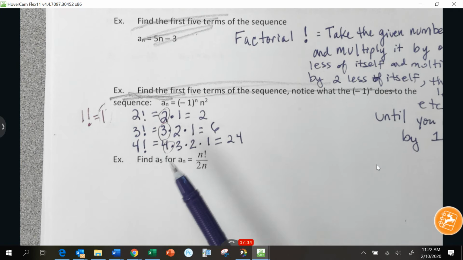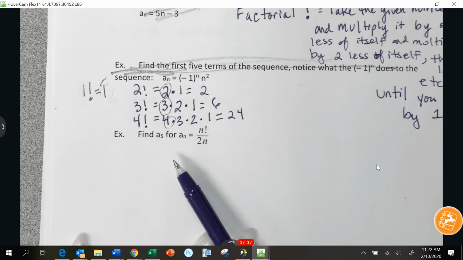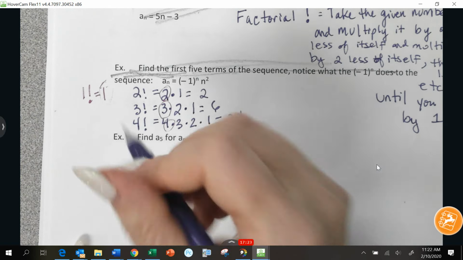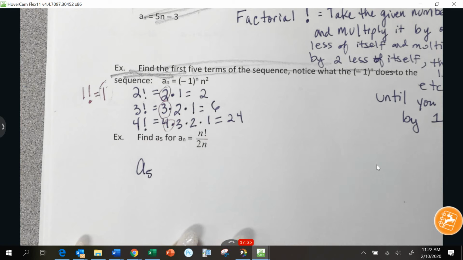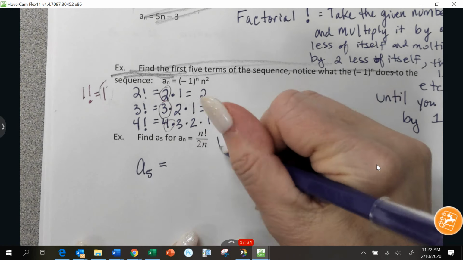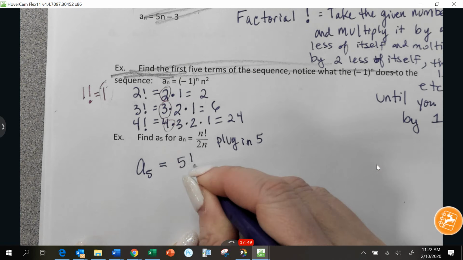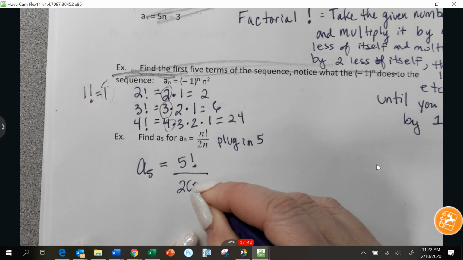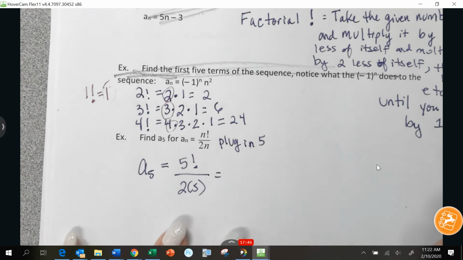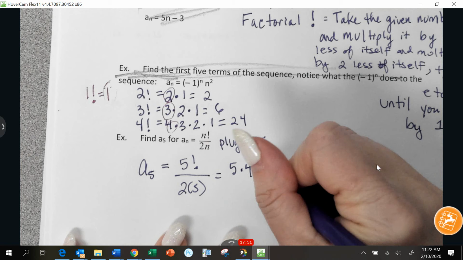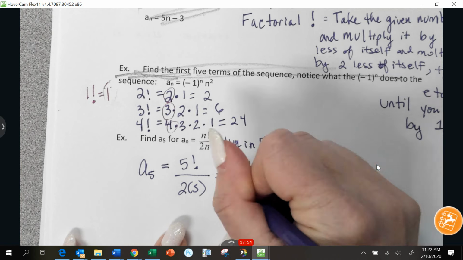So our example to start says find a sub 5 for this a sub n. What does find a sub 5 mean we do? We're going to find the 5th term. How do I do that? Plug in 5. So we're going to plug in 5 for all n's. So I will have 5 factorial over 2 times 5. So what's 5 factorial? 5 times 4 times 3 times 2 times 1.